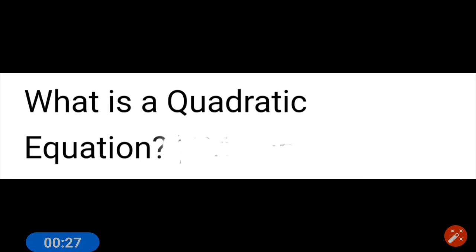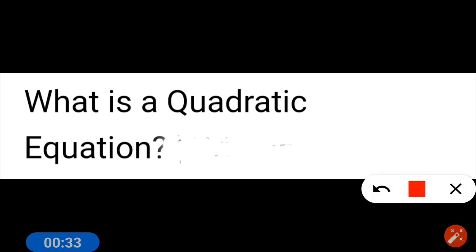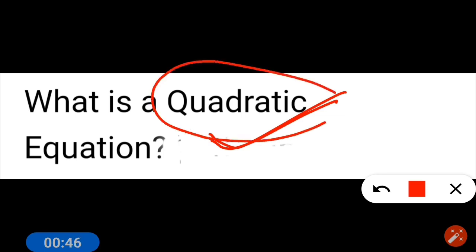Hello my dear students, today we'll learn about quadratic equation. Now when I'm saying that we'll learn about quadratic equation, the first question that arises in your mind is: what is quadratic equation? You are already familiar with this word quadratic.